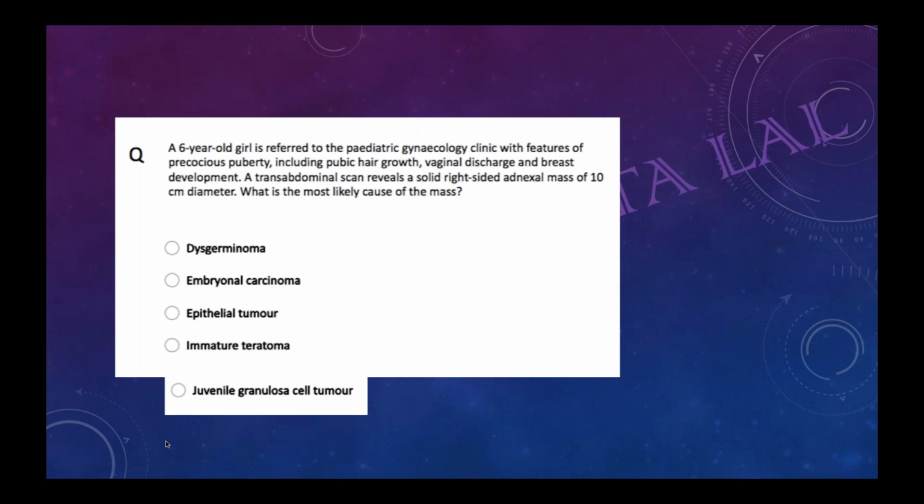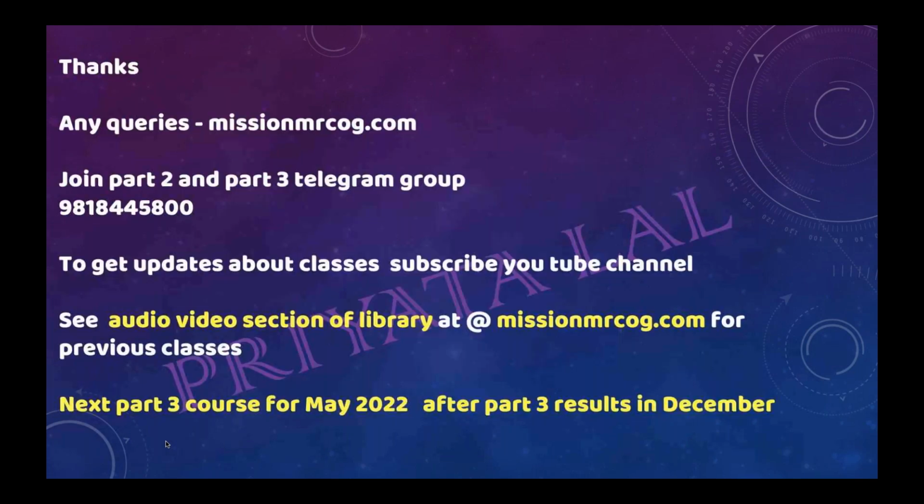A 6-year-old in pediatric gynecology with precocious puberty, pubic hair growth, vaginal discharge, breast development, and an adnexal mass of 10 centimeters. What could be the diagnosis? Juvenile granulosa cell tumor. Yes, juvenile granulosa cell tumor. That's all for it. Anyone who has any question can ask me.